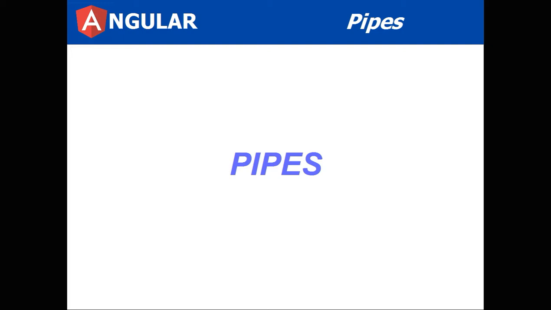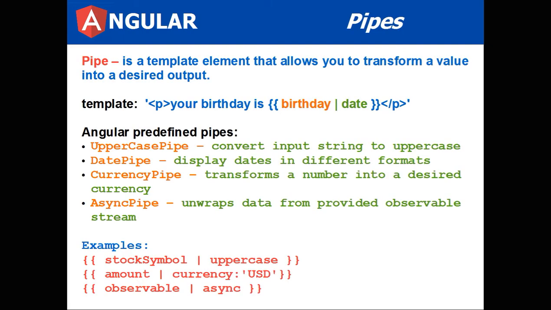Today we're going to talk about pipes. A pipe is a template element that allows you to transform a value into a desired output. For example, if your template had "your birthday is" and an expression to interpolate the attribute birthday from the component, you can pipe that into a date and format it, etc.